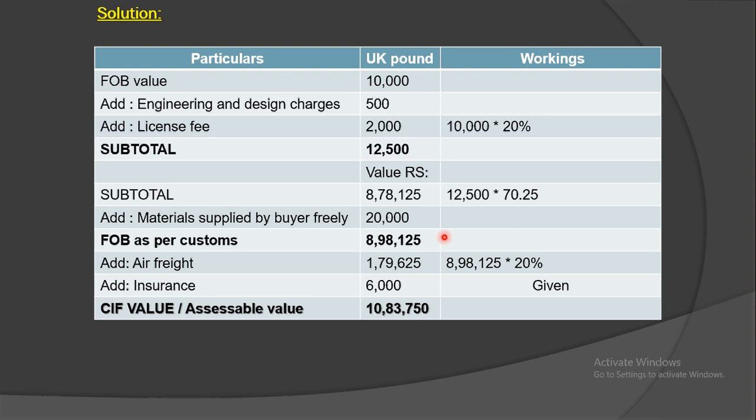We will add insurance, which is 6,000. Now only one item remains, air freight. Our air freight was 3,000 UK pounds, which is more than 20% of the FOB value. So we will take only 20% of the FOB value as our freight charge, which is 1,79,625. So after adding all these expenses, our assessable value, the CIF value, is 10,83,715. I hope, guys, now all your doubts are cleared related to valuation of goods under import or export.